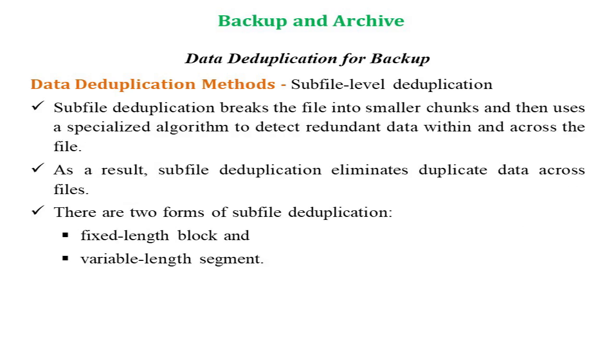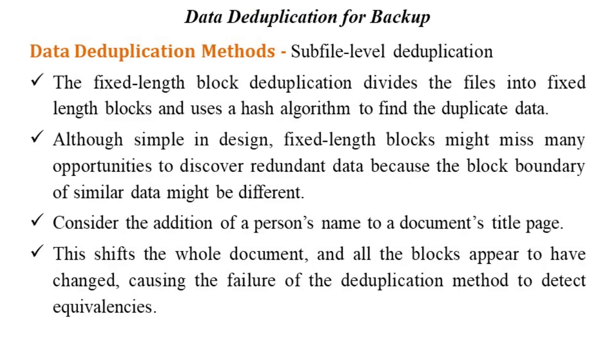Subfile level deduplication. Subfile deduplication breaks the file into smaller chunks and then uses a specialized algorithm to detect redundant data within and across the file. As a result, subfile deduplication eliminates duplicate data across files. There are two forms of subfile deduplication: fixed length block and variable length segment.